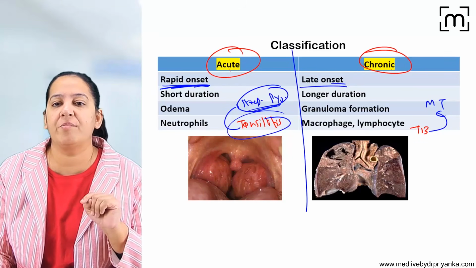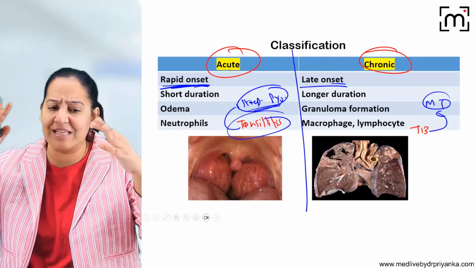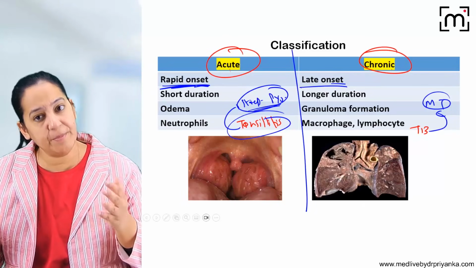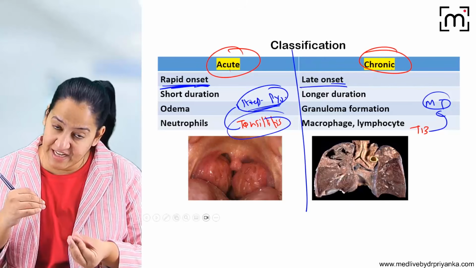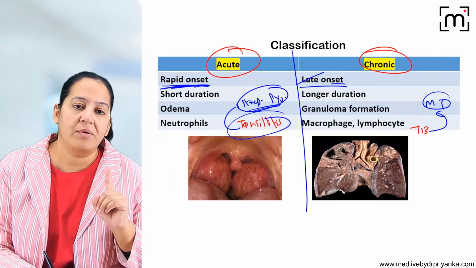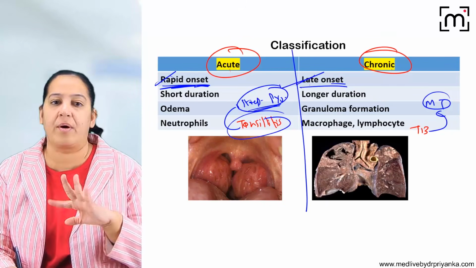But here, Mycobacterium tuberculosis enters the lung. It remains in the lung for months and months, and many times for years. Whenever the immunity of the person drops, at that time it gets activated and causes the symptoms. So your onset is very late. So onset is fast in acute inflammation, onset is late in chronic inflammation.